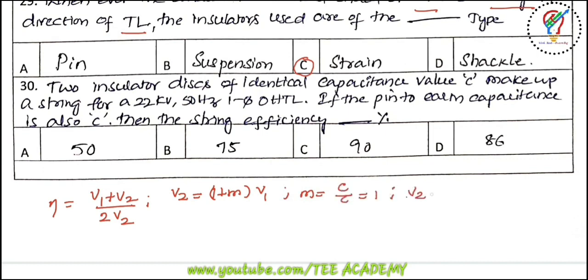So from this, V2 is equal to how much? V2 is equal to 2 times V1. Just substitute the values in the efficiency formula. You will find V1 plus V2 means 3 V1, divided by 2 into 2, which is 4 V1. If 100 means full efficiency, here it is 75%. So the answer for this question, the 30th question, is B.